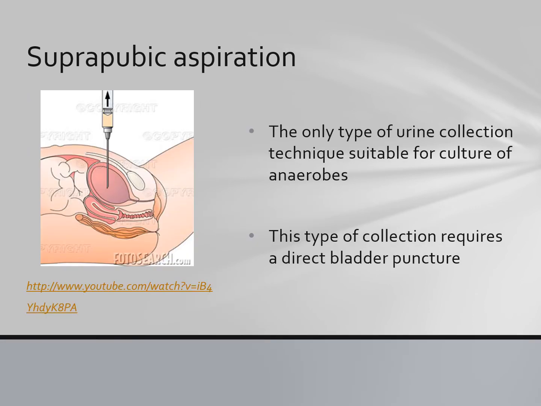A suprapubic aspiration is an aspiration of urine from a direct bladder puncture. This is mostly seen ordered on neonates and small children. It's the only type of urine collection technique that is suitable for the culture of anaerobes. Anaerobes in a clean catch midstream sample can be completely normal. This type of collection, the suprapubic aspiration, requires a direct bladder puncture, and it's not the most common specimen collected.